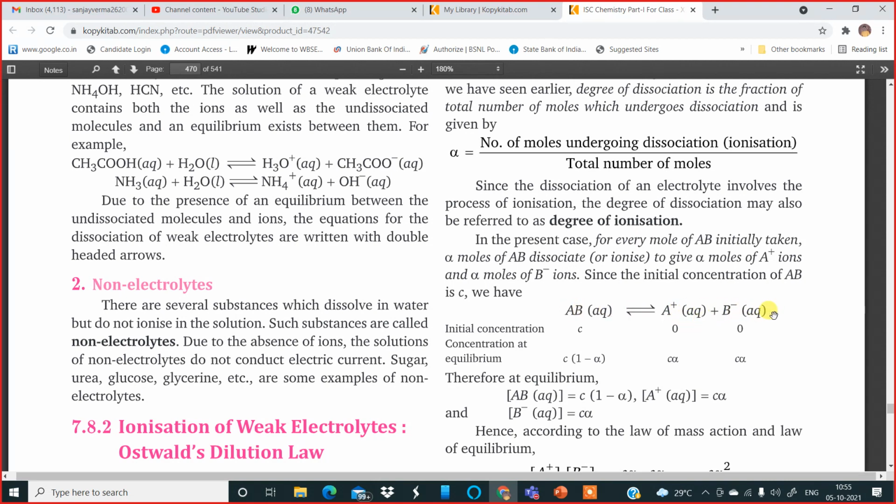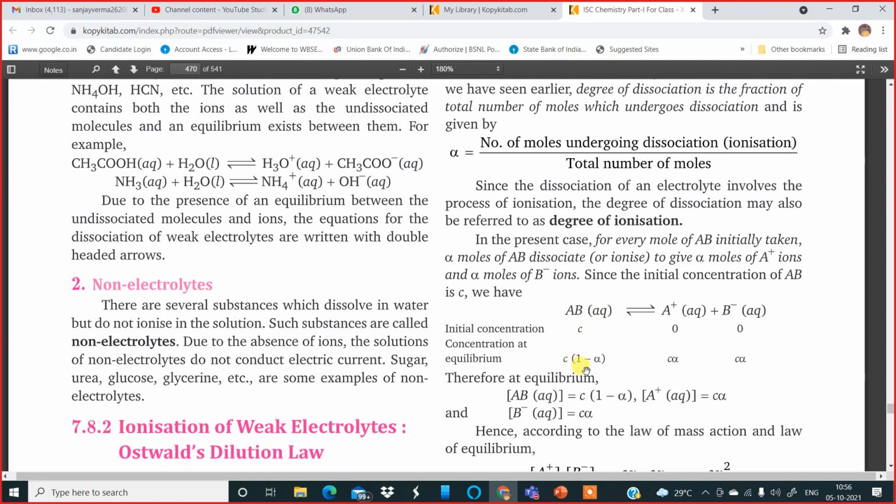So look at this very carefully and try to understand. Initial concentration: in the beginning, we have taken the concentration of AB, the substance, to be C. Initially, when the equilibrium is not reached, when the reaction has not started yet, the initial concentration of ion A plus is 0, B minus is 0. But when equilibrium has been reached, and if alpha is the degree of dissociation, the concentration of A plus will be C alpha, the concentration of B minus will be C alpha, and the concentration of AB at equilibrium will be C(1 minus alpha).